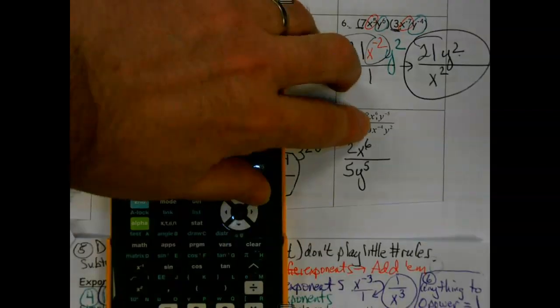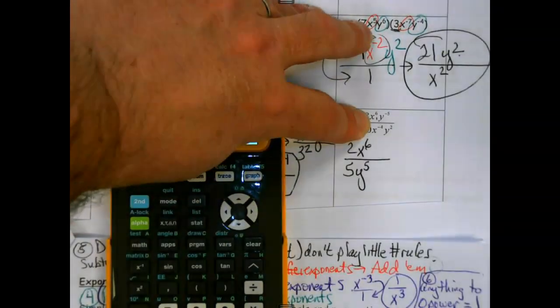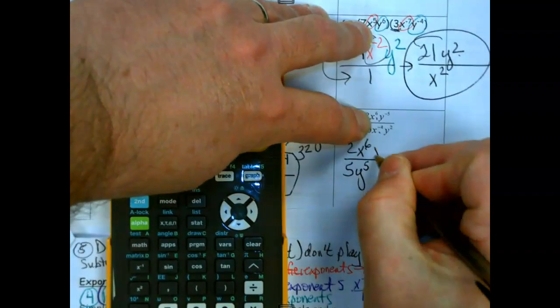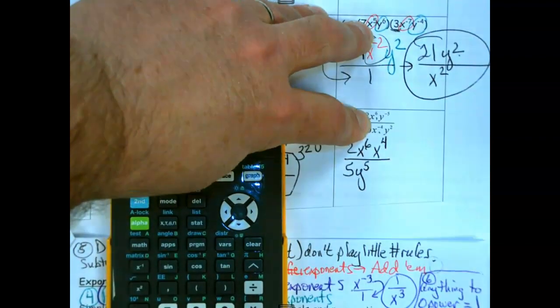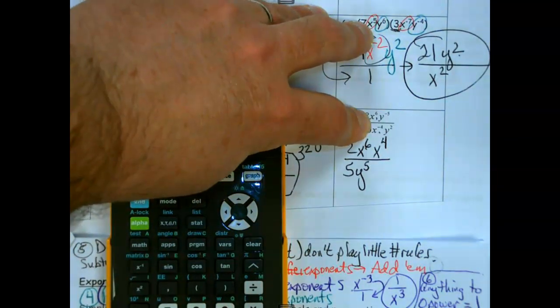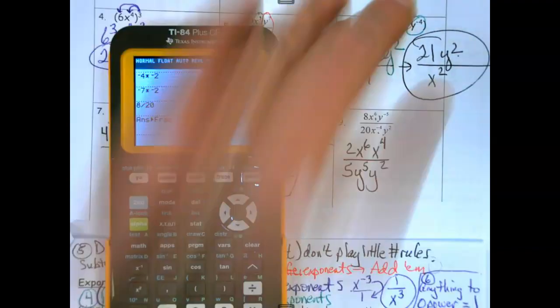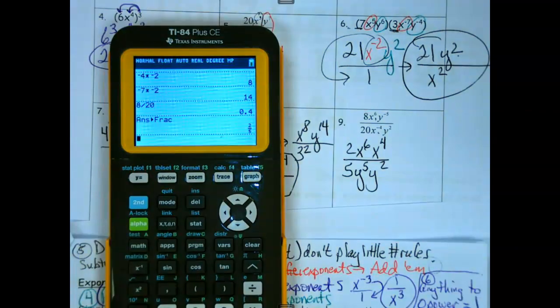I've already dealt with the 8 and the 20, so I don't have to deal with that. X to the negative 4th is not happy down in the denominator. But up in the numerator, it is. So it's much more positive. And y to the 2nd is perfectly content down in the denominator, so we're letting y to the 2nd stay.